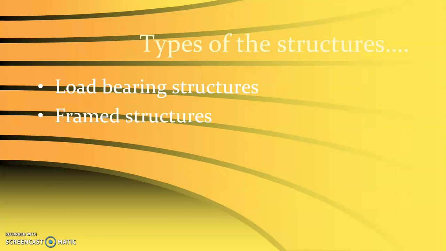While frame structures are the most commonly used structures nowadays, they are generally made up of classical members like beam, column and slabs. They are very common. They are generally made up of RCC, and in case of very high rise or tall buildings, they are generally made up of steel structural members.